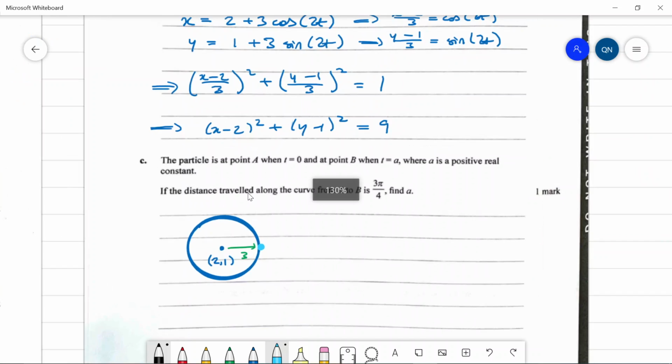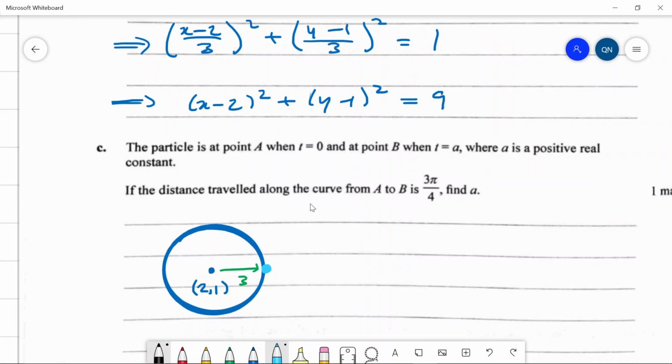The distance traveled along the curve from A to B is 3π/4. Find A. Well, you know the length is equal to radius times theta, right? So the length is 3π/4. The radius is 3. And then you have theta. So the angle that's traversed over here, the theta angle, is precisely equal to π/4.